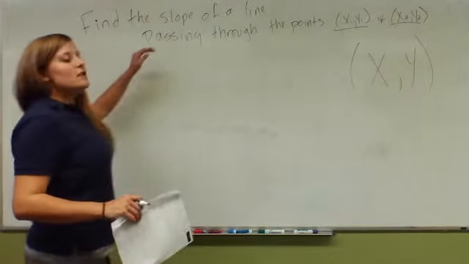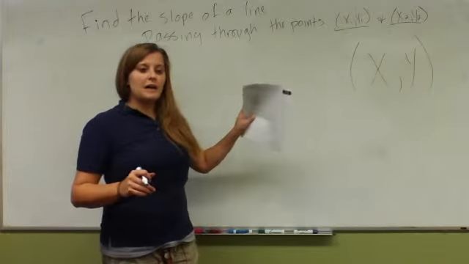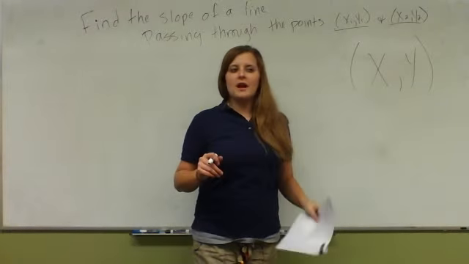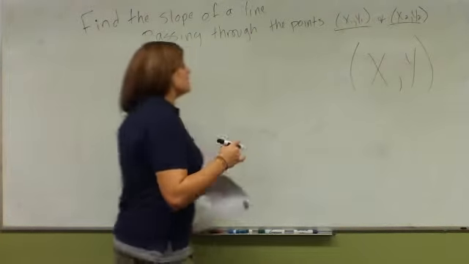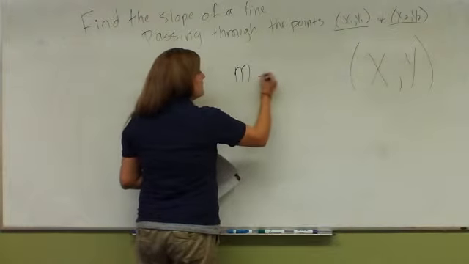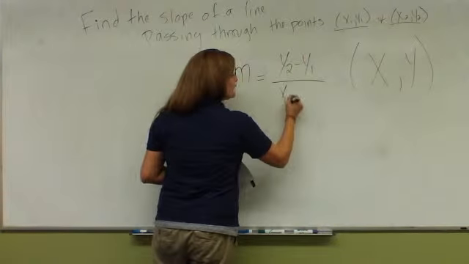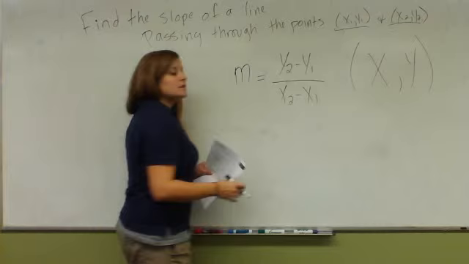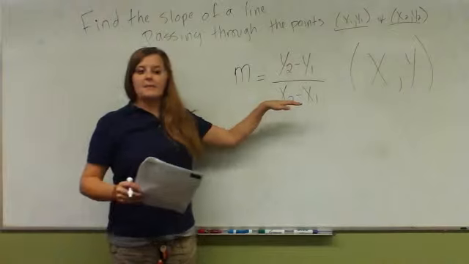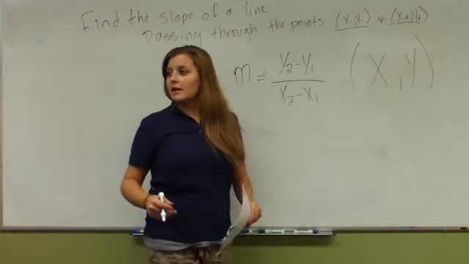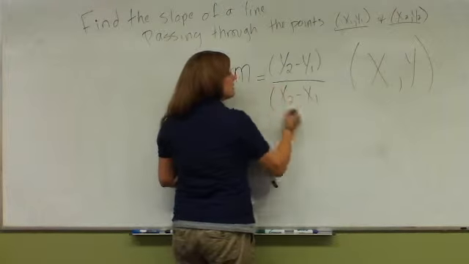Okay. So find the slope, right? Find the slope of a line passing through 2 points. Do I need to find an equation of any kind? No. I just need to find the slope. That's all I need. My slope formula, M equals y2 minus y1 over x2 minus x1. And this is read as y2 minus y1, the quantity, divided by x2 minus x1, the quantity. Okay? Whenever you see anything like this, it could be put in parentheses as such.